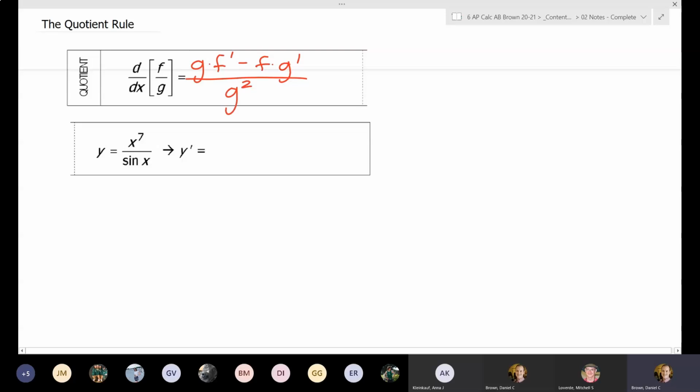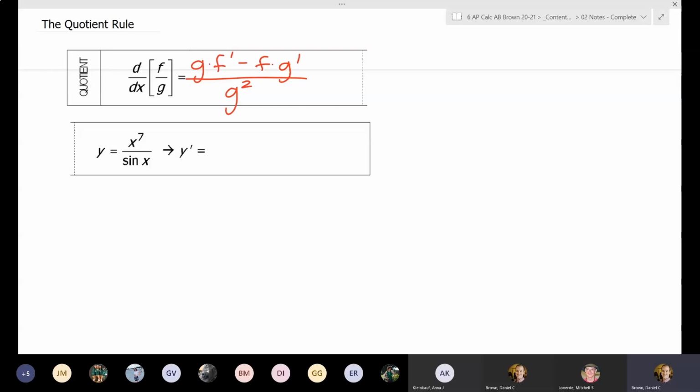So that is the quotient rule. We have f is what's in the numerator, g is what's in the denominator. F prime is, of course, the derivative of the numerator. G prime is the derivative of the denominator. And when you see g squared, that literally means you're squaring the original denominator.